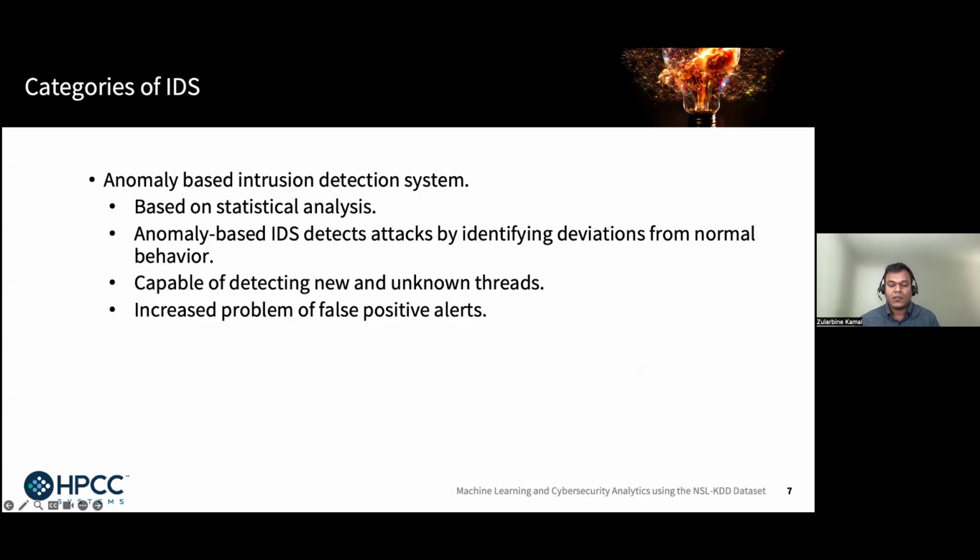Now, anomaly-based intrusion detection, on the other hand, uses statistical analysis to spot deviation from normal behavior and helps an IDS to detect unknown or new threats. But it may produce more false positive alerts compared to a signature-based intrusion detection system. Our analysis is based on the anomaly-based intrusion detection system.